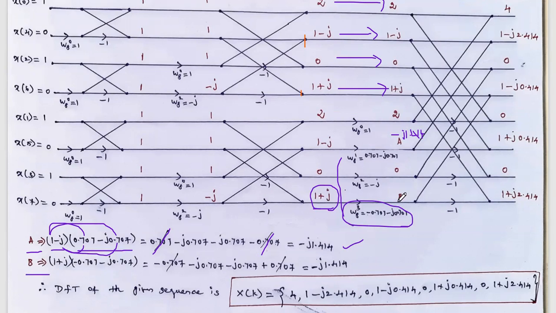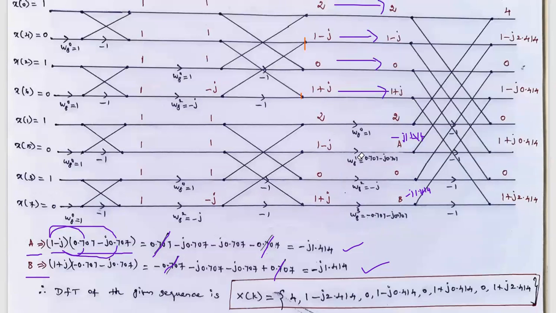So this is the answer B. The product of 1 plus j and minus 0.707 minus j 0.707, you just expand it. Similar to the A value, here in the B value also the real part gets cancelled. The imaginary part gives the same minus j 1.414. So the value at this point B is also minus j 1.414. So the value is calculated, and the third stage input is calculated.